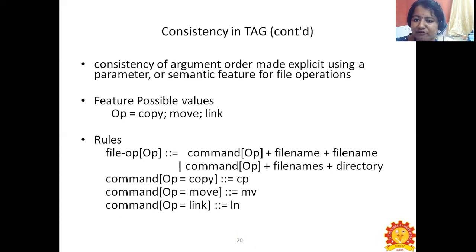So here we will be using a feature with possible values, that is OP, which is used for copy, move, and link. The rule for OP, that is file-OP of OP ::= command OP plus filename | command OP plus filenames plus directory. So OP equal to copy means CP, OP equal to move means MV, OP equal to link means LN. So these are the consistencies that come under the TAG. It's a task action grammar.